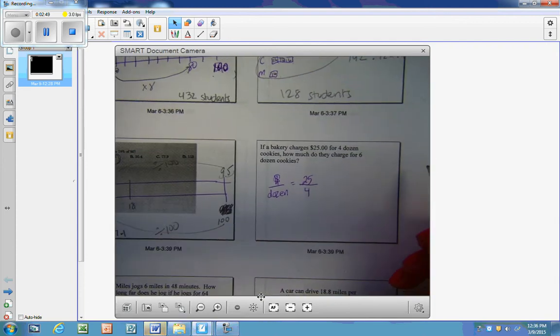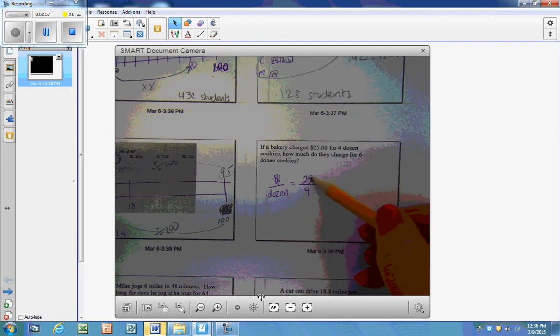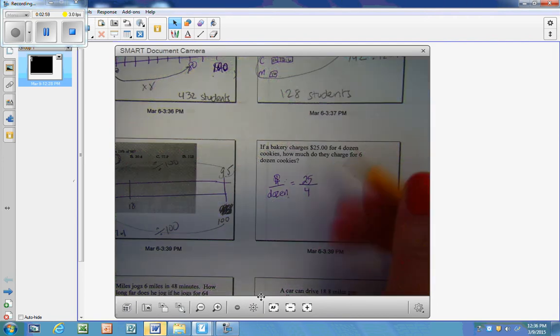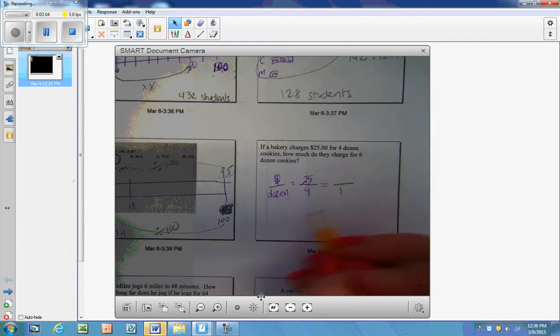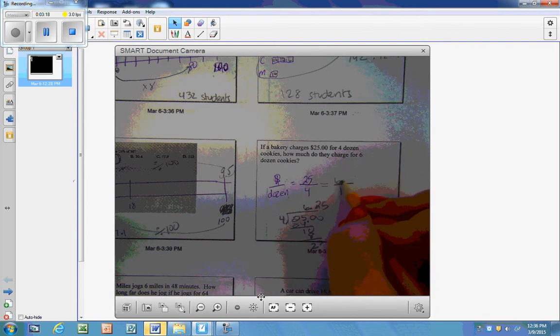If a bakery charges $25 for 4 dozen cookies, how much do they charge for 6 dozen cookies? So I set up my ratio money to dozen cookies. It's $25 for 4 dozen, and I want to figure out how much 1 dozen is. So I'm going to divide that. So how many 4s are in 25? 6 times 4 is 24. And I get $6.25 for 1 dozen.